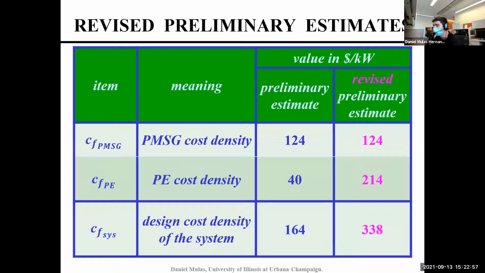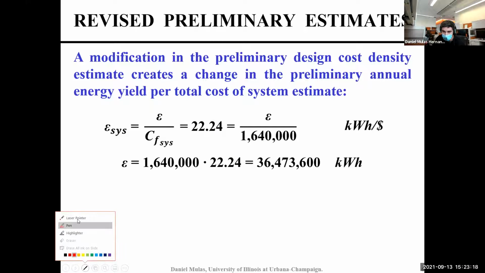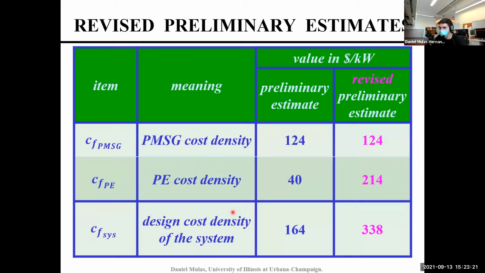Before going through the outline and all the information that I'm going to provide, I wanted to make sure that we understand that we made a revised preliminary estimate, since the power electronic cost density of $40 per kilowatt is an inaccurate objective for us.